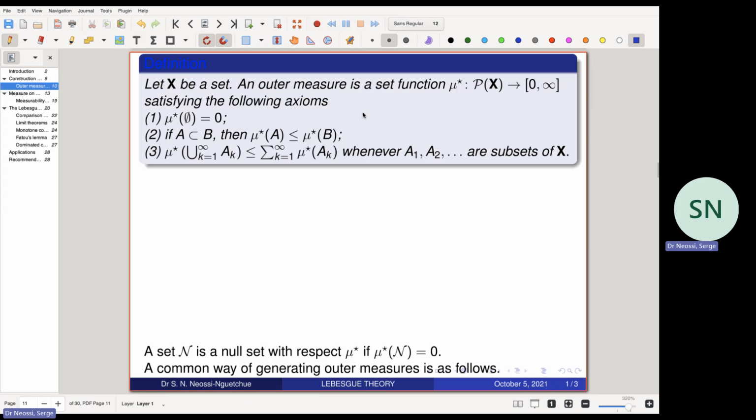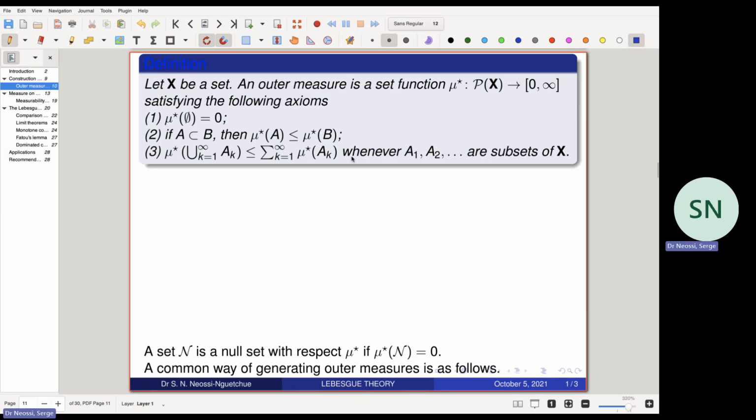Such a mu star is called an outer measure if it satisfies the following three axioms. The first axiom is that mu star of the empty set should be 0. Second, if A is a subset of B, then mu star of A is less than or equal to mu star of B. And the last axiom, which we call subadditivity, is that if we have a sequence of subsets of X, that is A_1, A_2, up to infinity, then mu star of the countable union of all the A_k should be less than or equal to the series of mu star of A_k, where k runs from 1 to infinity.